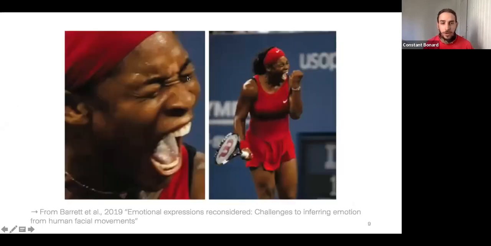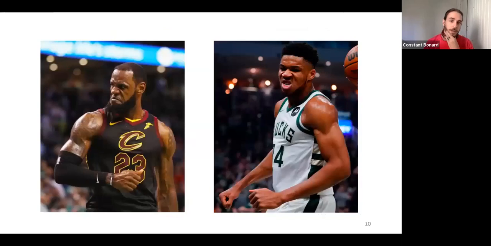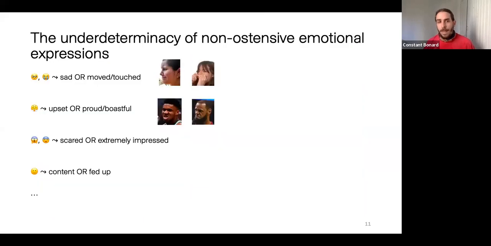Here is a facial expression that Ekman would classify normally as anger, but it's an expression of joy because Serena Williams just scored important points here. Same here with LeBron and Giannis. They are boastful, they are proud, they don't feel angry, they just scored important points once again. So basically, lots of facial expressions can mean different emotions, right? Even non-ostensive ones. I'm focusing on non-ostensive emotional expressions.